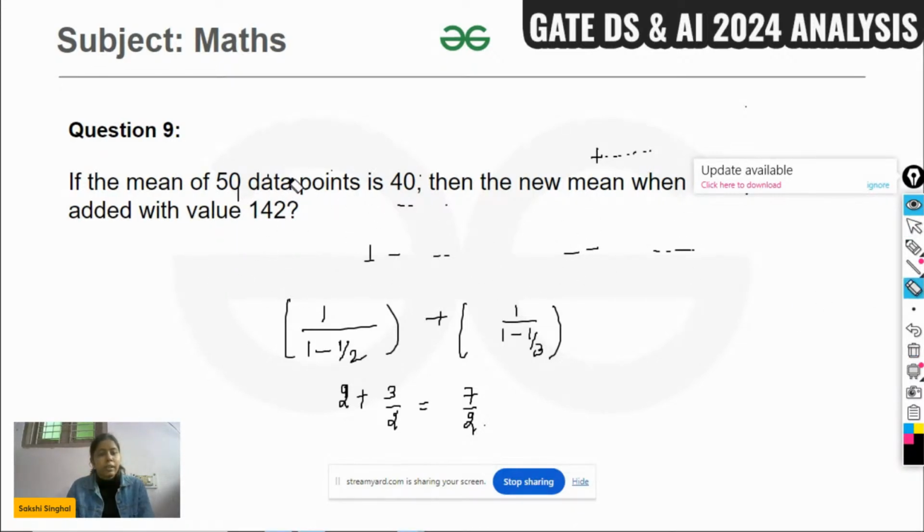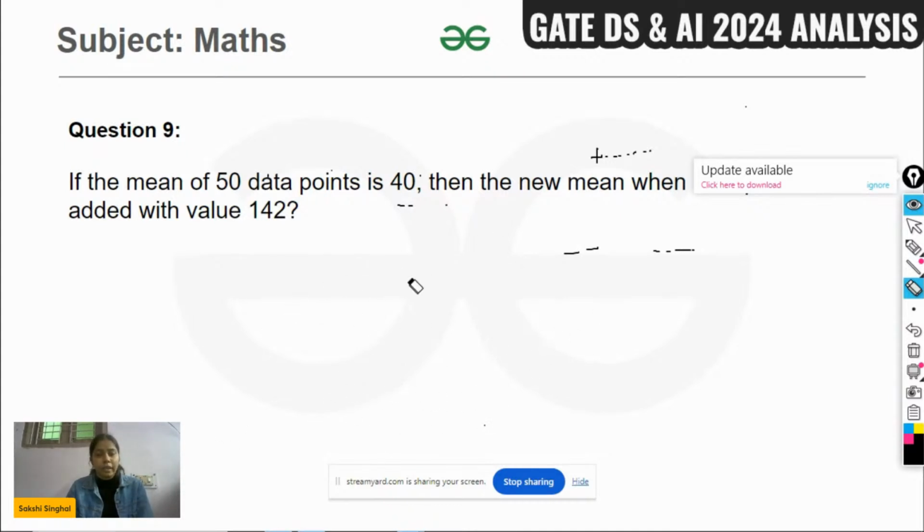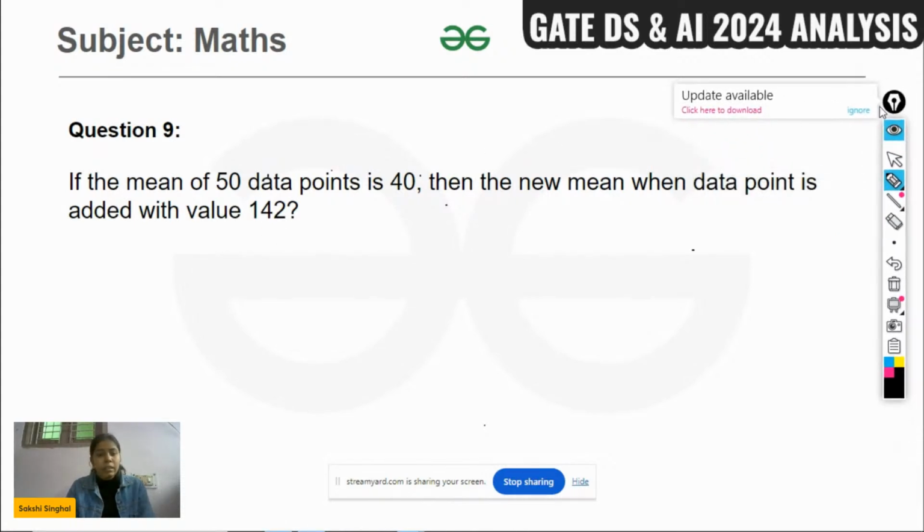Yeah, this was another question. Guys, this type of question we have already solved in the mock exam as well. Right? What does this question say? The question here says that if the mean of 50 data points is 40, then we have to tell the updated mean if we add one data point, that is 142. Guys, the question is something like that.